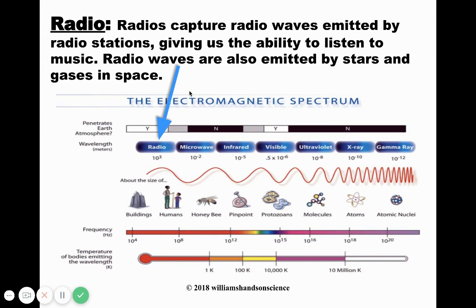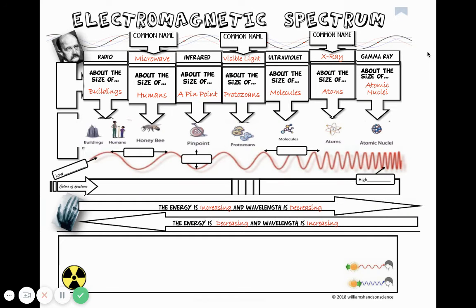And then last is radio waves, emitted by radio stations, giving us the ability to listen to music. Radio waves are also emitted by stars and gases in space. Okay, they're about the size... they can range from buildings to humans. There are different variations of radio waves. Of course, this is a whole different range. So there's not one size fits all.